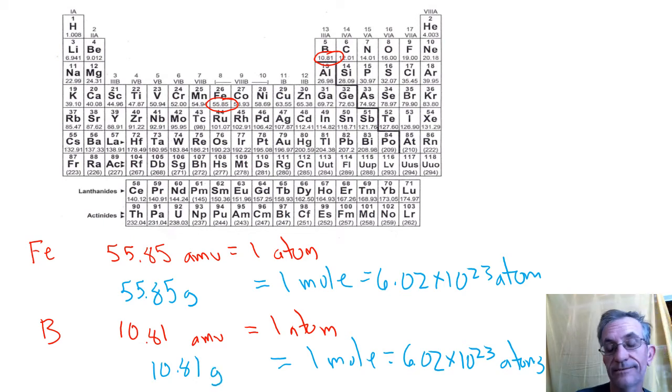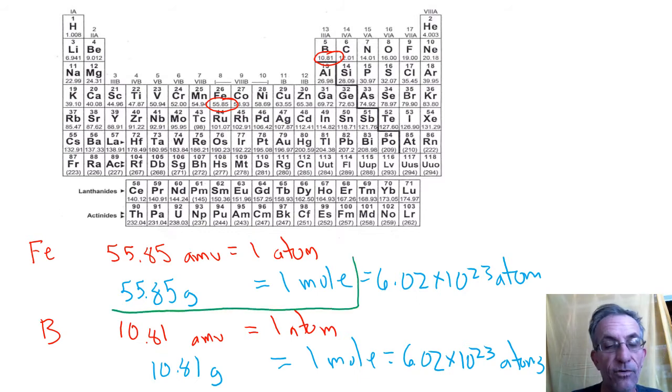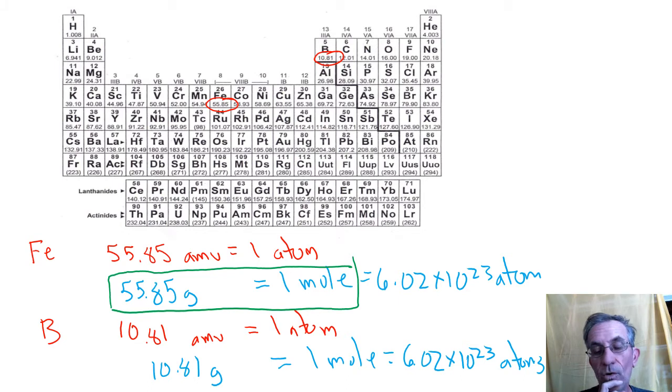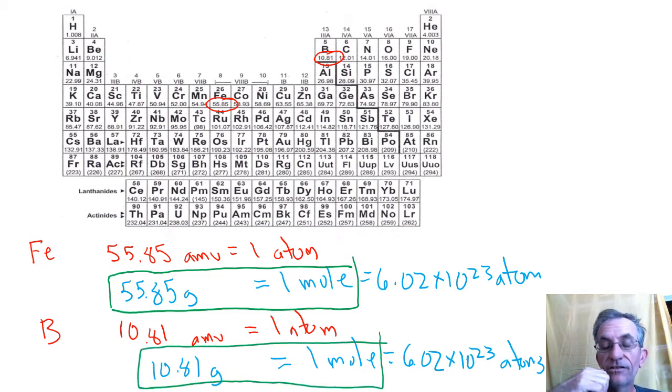10.81 grams. So the periodic table is going to give us conversion factors to go between a mole of something, a ginormous number of atoms, and how much a mole weighs in grams. A mole of iron weighs 55.85 grams. A mole of boron weighs 10.81 grams. So we can use those as conversion factors to go between moles and weight, grams and moles. We're going to do a few examples of this. So grams are related to moles by using the number underneath the symbol.